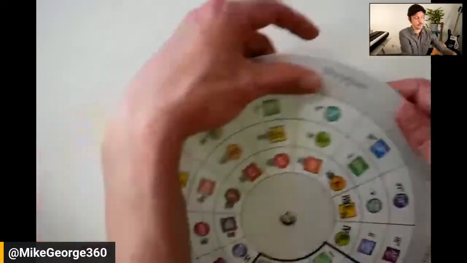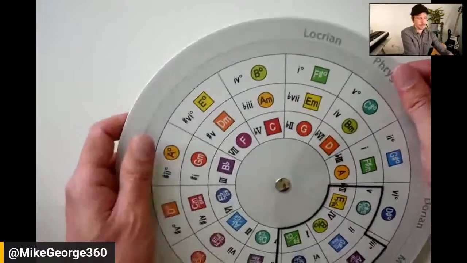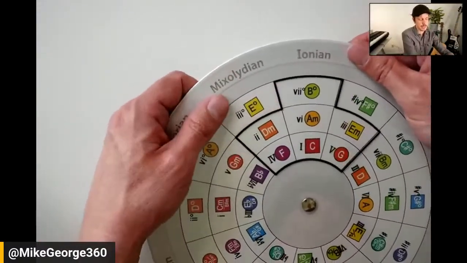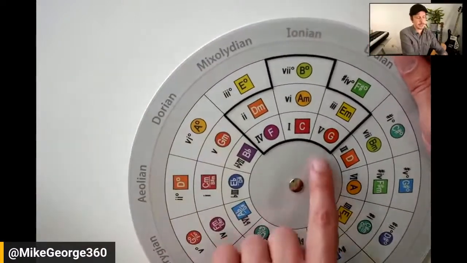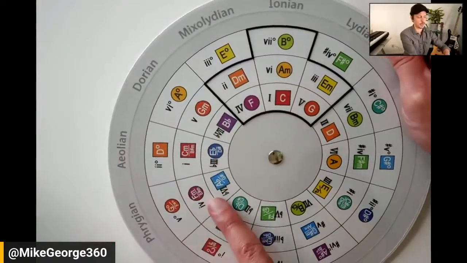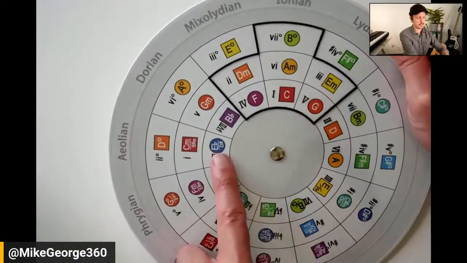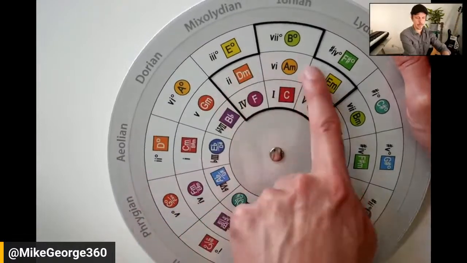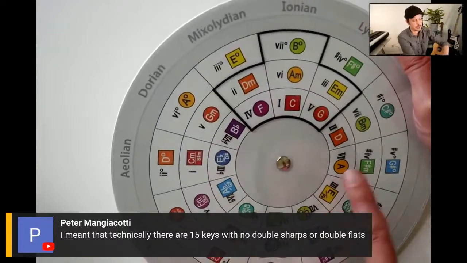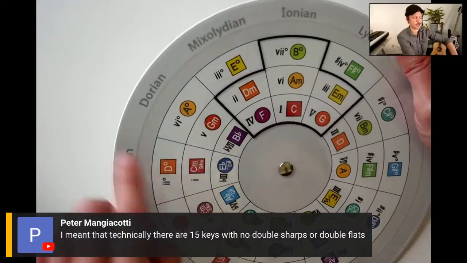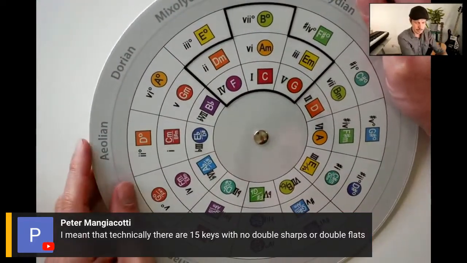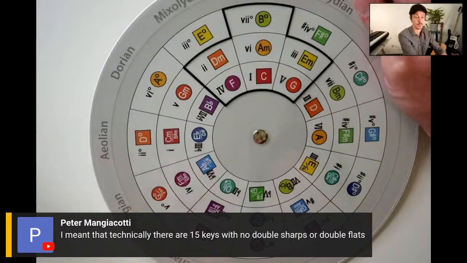Let's go back to C. C in traditional music notation has no sharps or flats in its key signature. And so as we go to the right, we get more and more sharps. As we go to the left or counterclockwise, we get more and more flat names. But you do start getting some sharps over here because as you make your way past that tritone all the way into this region, going clockwise, you do start to accumulate more and more sharps, and vice versa. You still have some flats over here. So to your point, Peter, I meant that technically there are 15 keys with no double sharps or double flats.